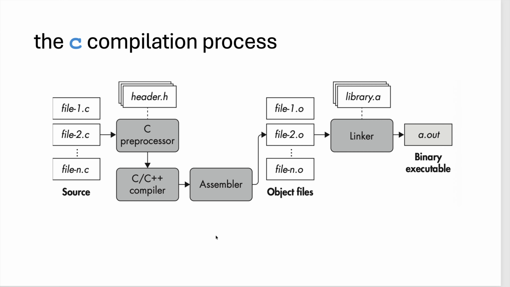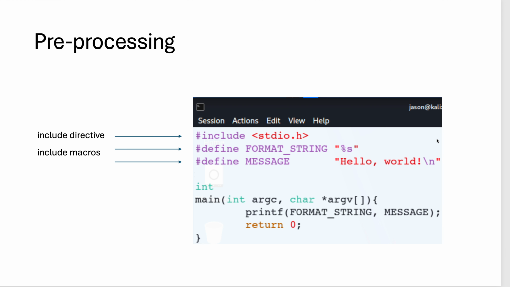Let's very quickly re-talk about the compilation process. It starts with the source, and then it goes into something called the preprocessor. Then we go into the C++ compiler, then the assembler. And then we have here the object files. Then we have the linker. And then we have a.out.